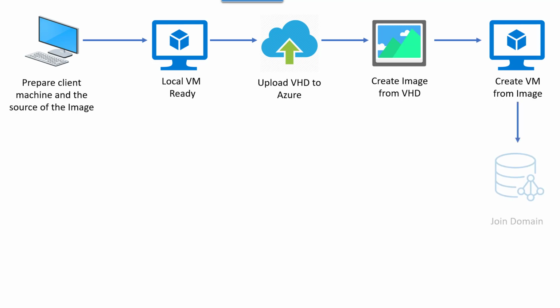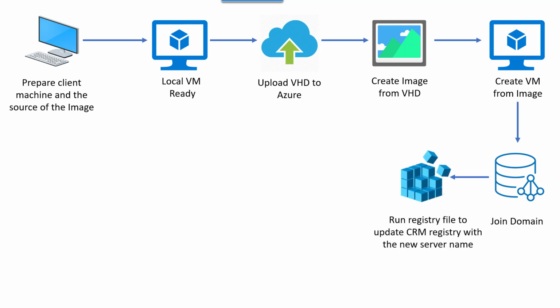Once I have that, I run a PowerShell script which joins the machine to the domain. Once I join it to the domain, of course, this is a new machine, so the CRM will not work, and Dynamics 365 will crash. So the first step is editing a registry file with the new machine name and then running this file, which will edit the registry of the CRM with the new machine name.